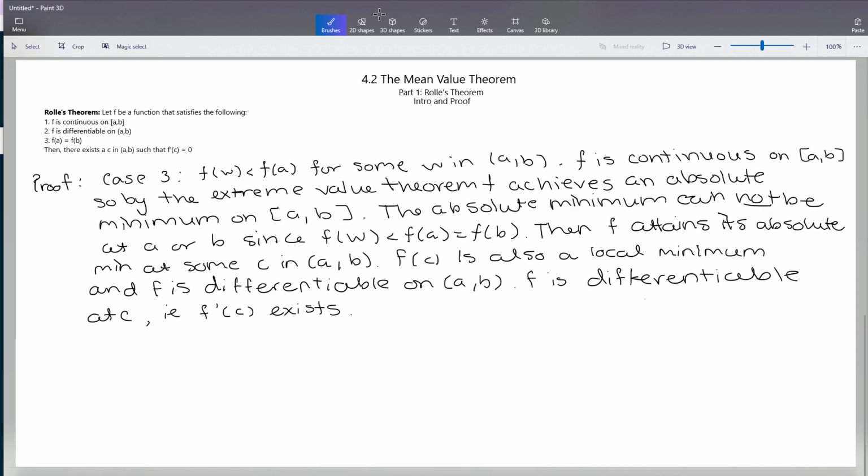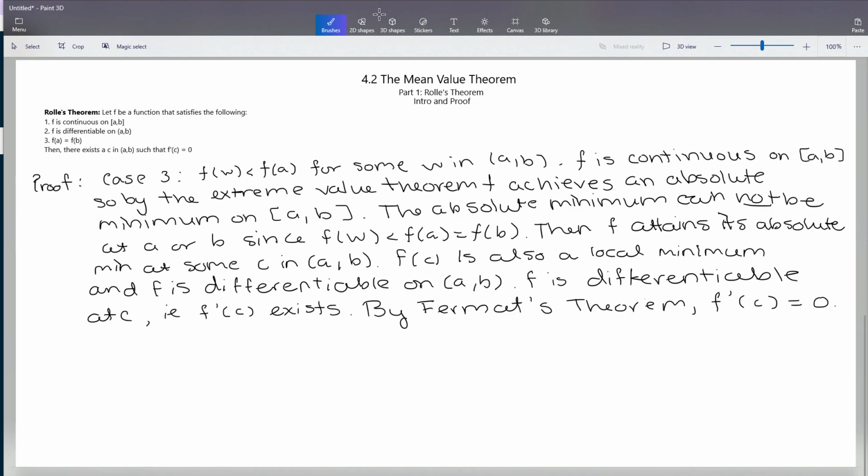So we know that f of C is a local minimum. We know that f prime of C exists. So we apply Fermat's theorem. And that tells us that f prime of C equals 0.